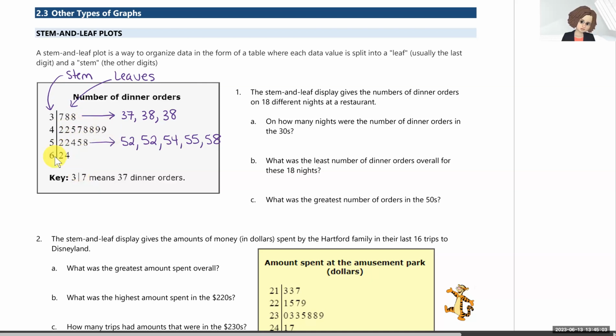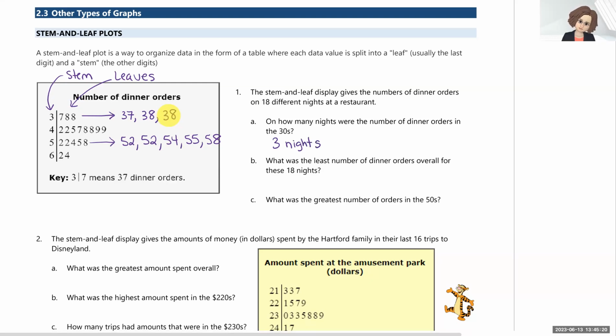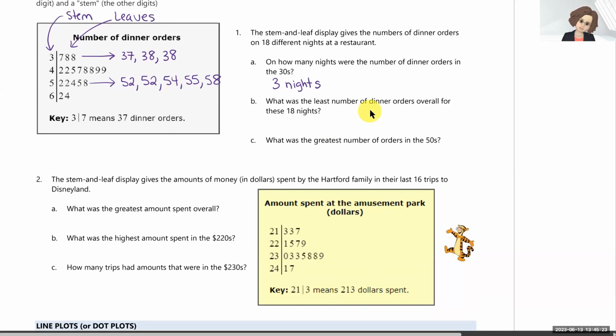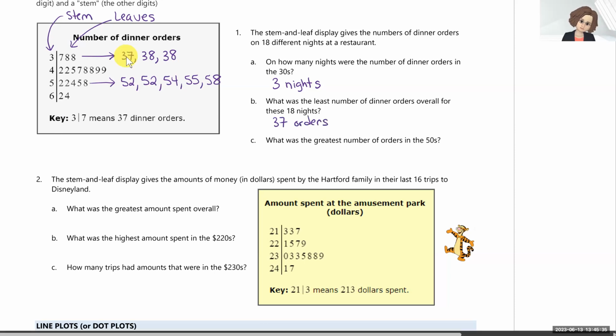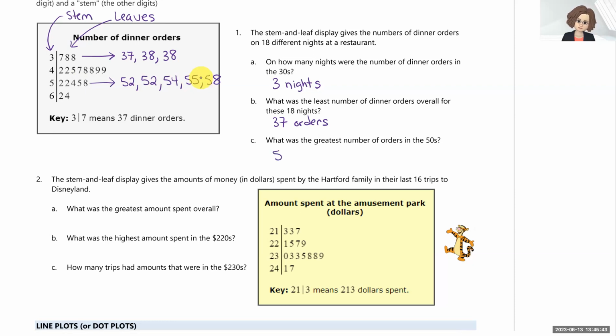All right, I'm not going to write them across the page for the remaining ones, but let's go ahead and answer these questions. On how many nights were the number of dinner orders in the 30s? 1, 2, 3. So that occurred on 3 nights at the restaurant. What was the least number of dinner orders overall for these 18 nights? That would be the 37 orders. And what was the greatest number of orders in the 50s? There are our 50s, and that would have been 58 orders.